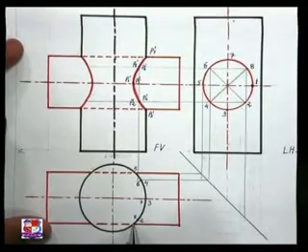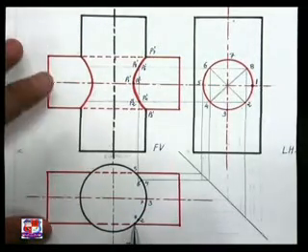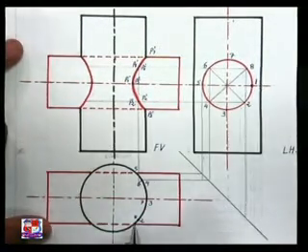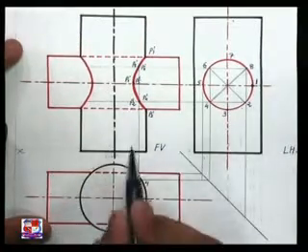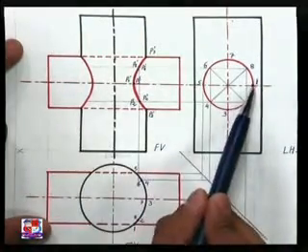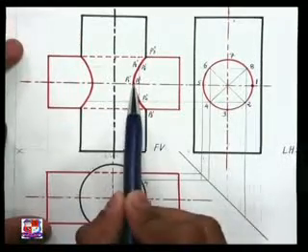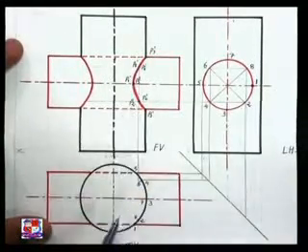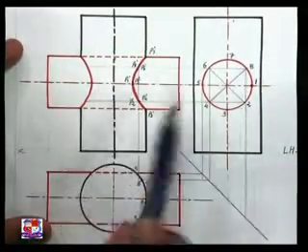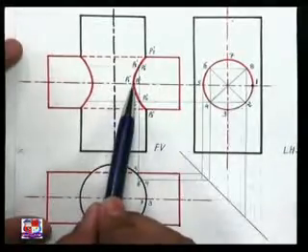Now how to locate the position of point number 1 in front view? For that, from point number 1, draw a vertical line, and from this point draw a horizontal line. Both will cut over here. This is point P1 dash. Vertical line from point 1, horizontal line from point 1. This is point P1 dash.